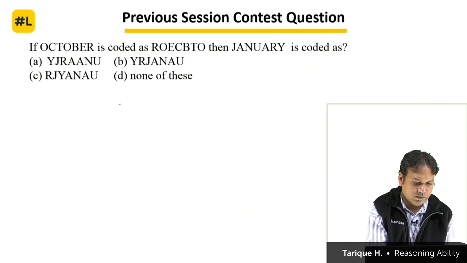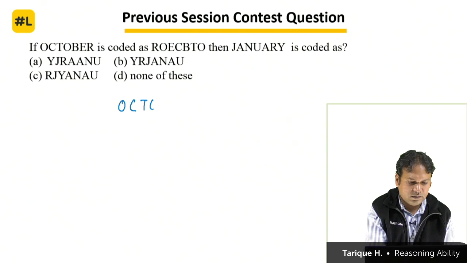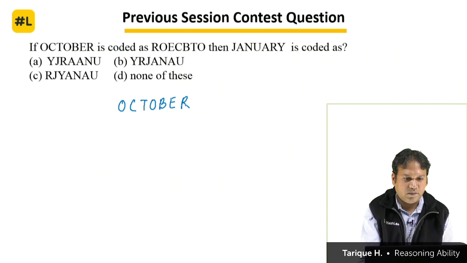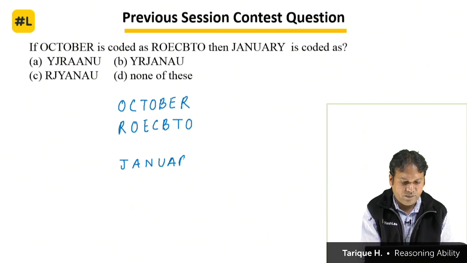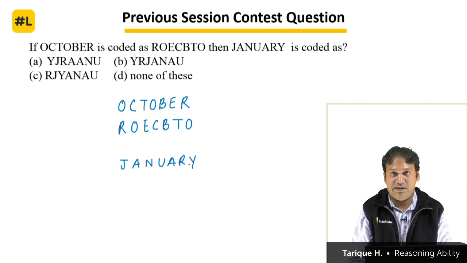If October is coded as ROECBTO, then what will be the code for January? Now see both the words October and January, how many letters are there? 7.